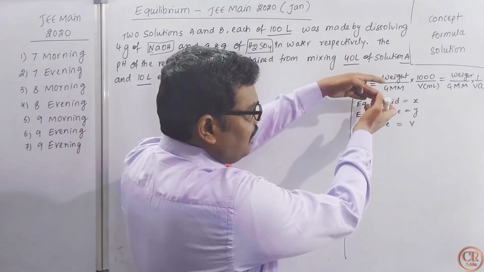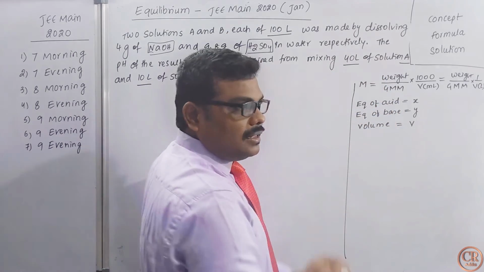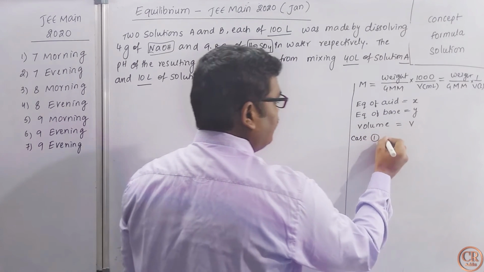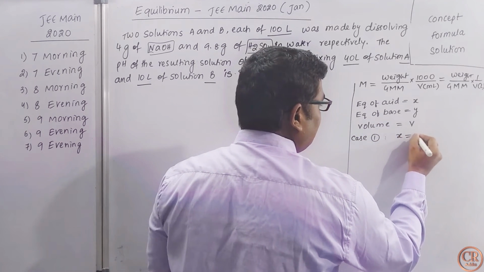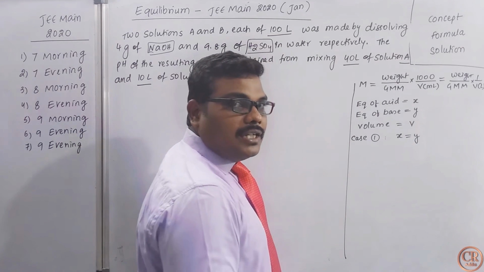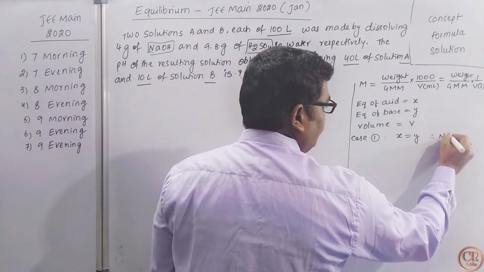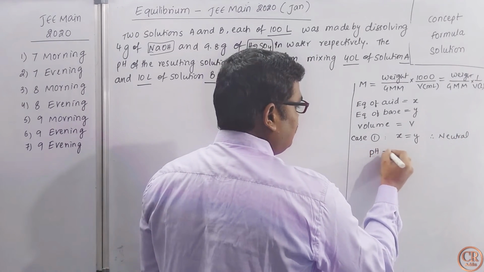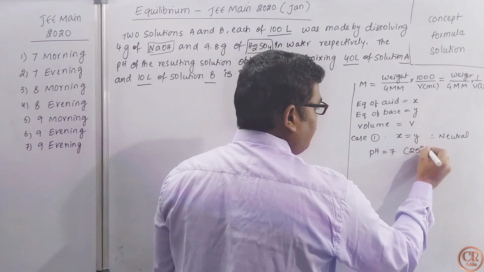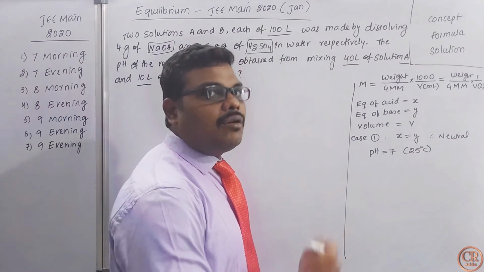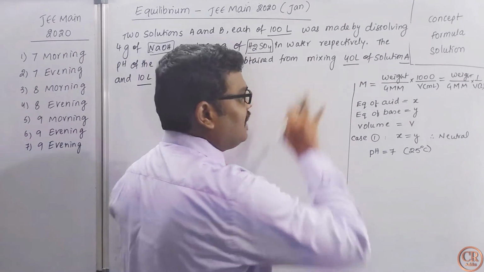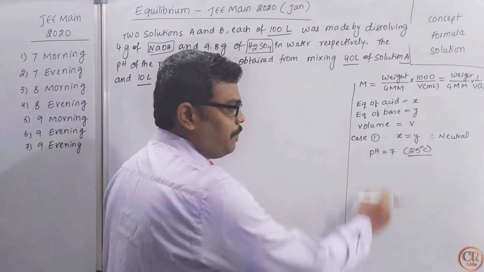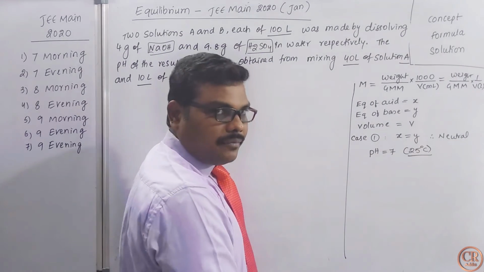So after calculating equivalence of acid and equivalence of base, we have 3 possibilities. In that, the first possibility is, if equivalence of acid is equal to equivalence of base, then nature of the solution is neutral. For a neutral solution, pH is equal to 7 at 25 degrees Celsius, because pH depends on temperature. But in the question nothing is mentioned, so you have to take 25 degrees Celsius. So your pH of neutral solution is 7.